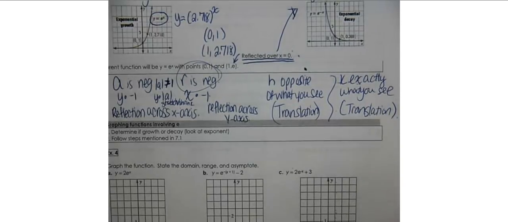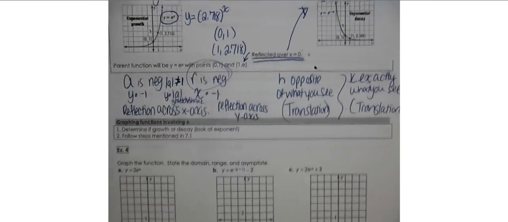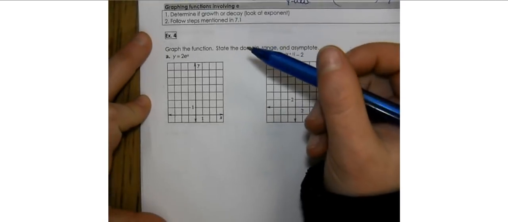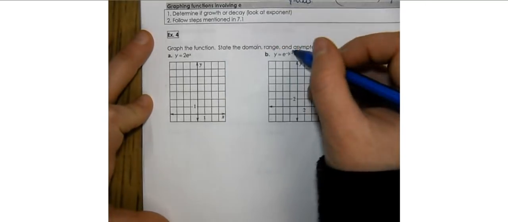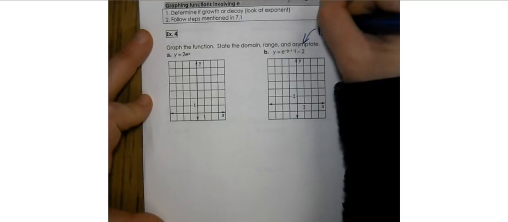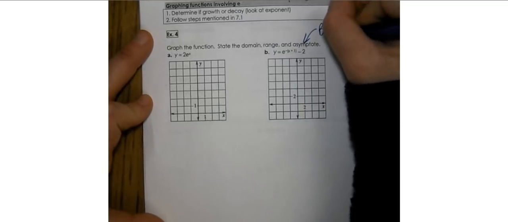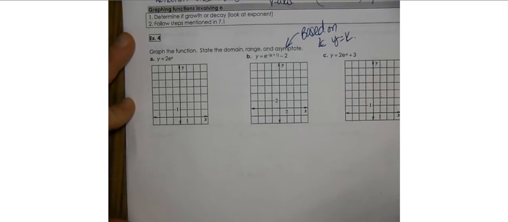So let's go ahead and graph these functions before we overthink it. Let's look at letter A. For letter A, we want to graph each function and state the domain, range, and asymptote. Your asymptote is still going to be based on your k value. It's still going to be y is equal to k, and it's still going to be a horizontal line.